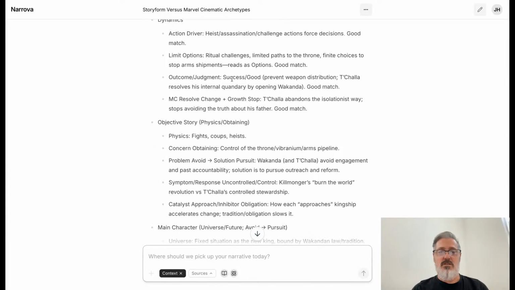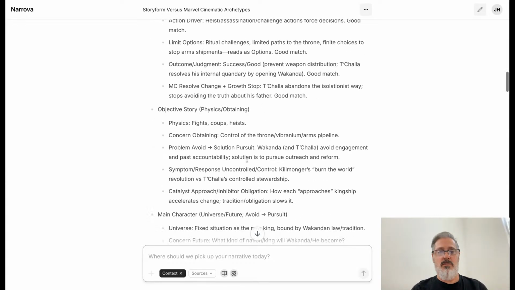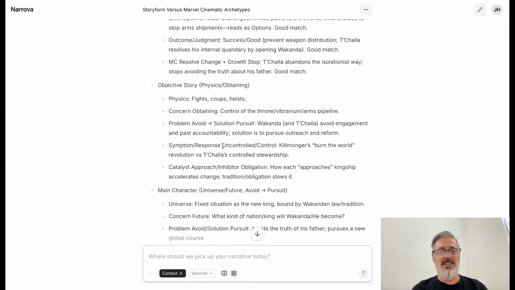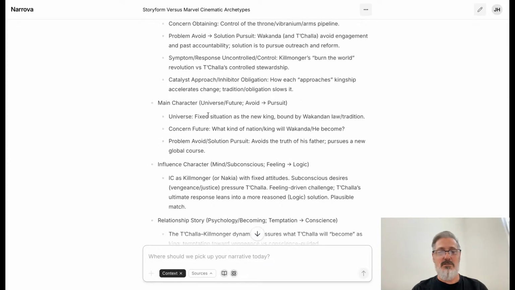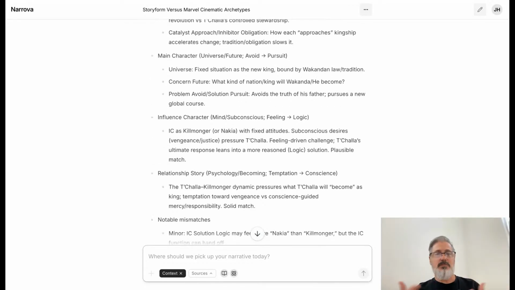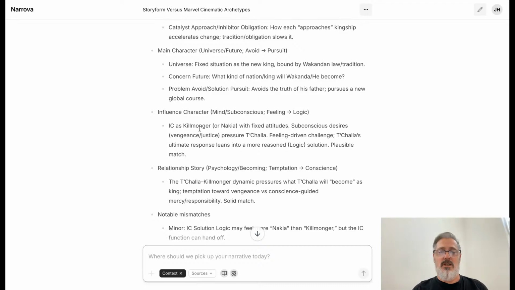The action drivers, the outcome and the judgment, the objective story, fights, coups, and heists. The main character, right? Fixed situation as the new king, by Wakanda law and tradition. His concern of the future, what kind of nation will Wakanda or he become? And then problem avoid and solution pursued. He avoids the truth of his father and pursues a new global course. It's this story, right? And then Killmonger, that's right.